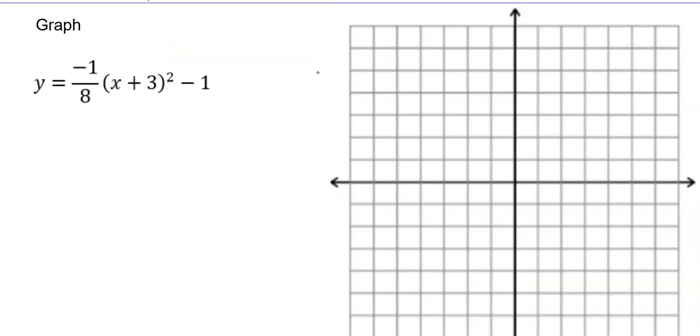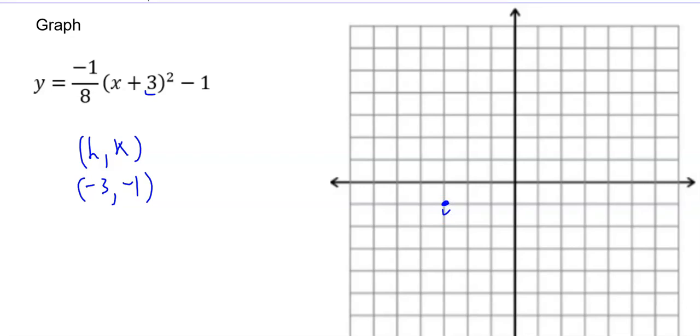So let's try this one. Let's start with an easier one. This is the y equals 1, so let's identify your h and k. According to the formula, this is x minus h, so that'd be -3. And then -1 would be your k, because it's plus k. So -3, -1 is my vertex.